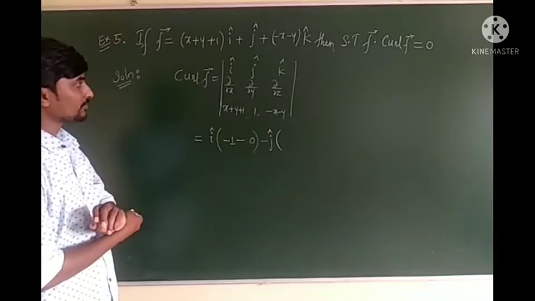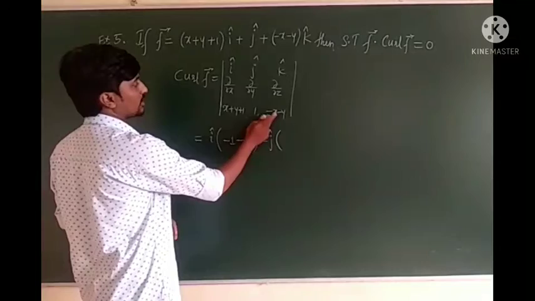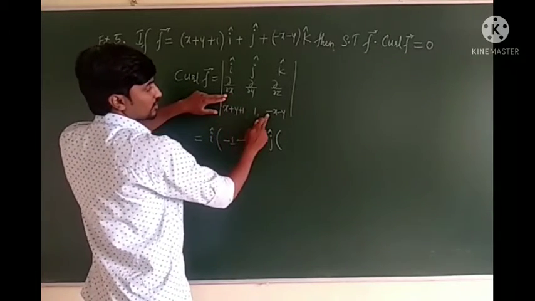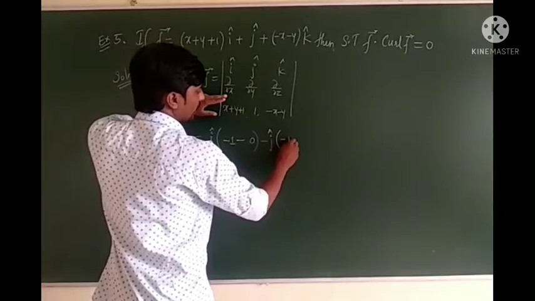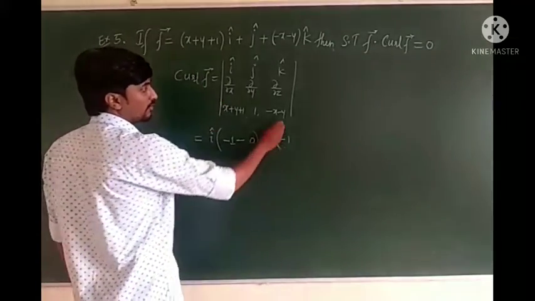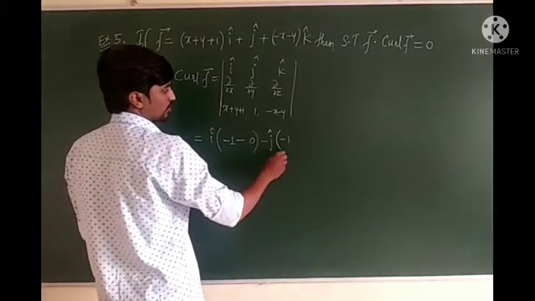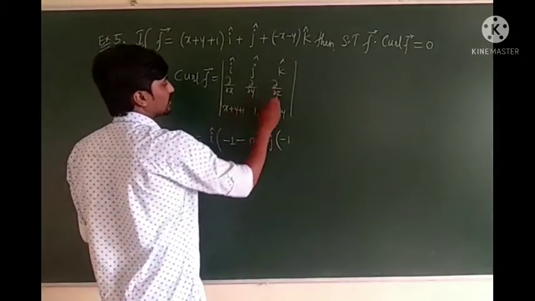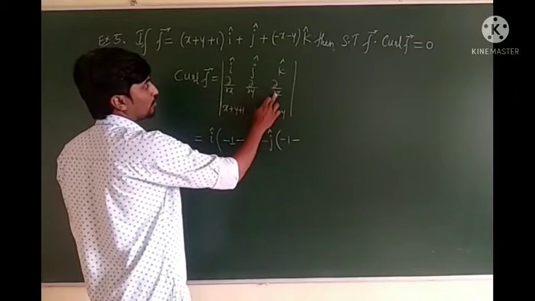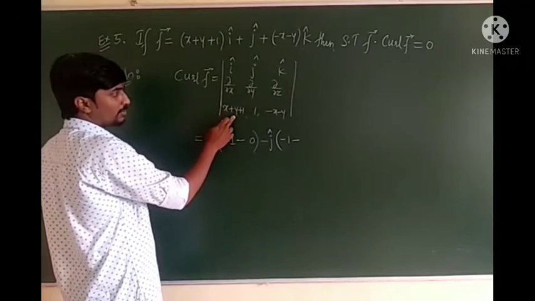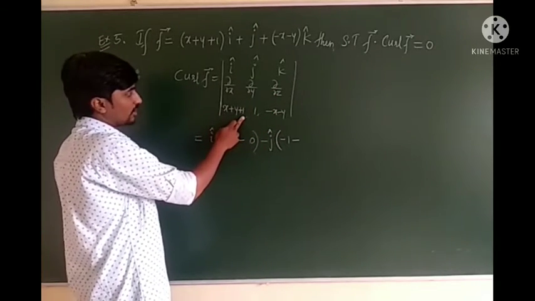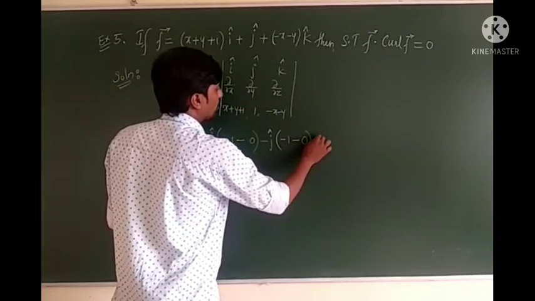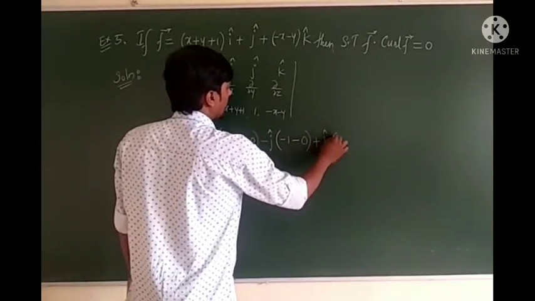Now here, this into this. Differentiation of this value with respect to x: with respect to minus x it is minus 1, and differentiation of minus y is 0. So don't write that value here. Next we have this into this here. Now look at here: del by del z, there is no presence of the z coordinate, so this differentiation with respect to z becomes 0. Plus k into bracket.